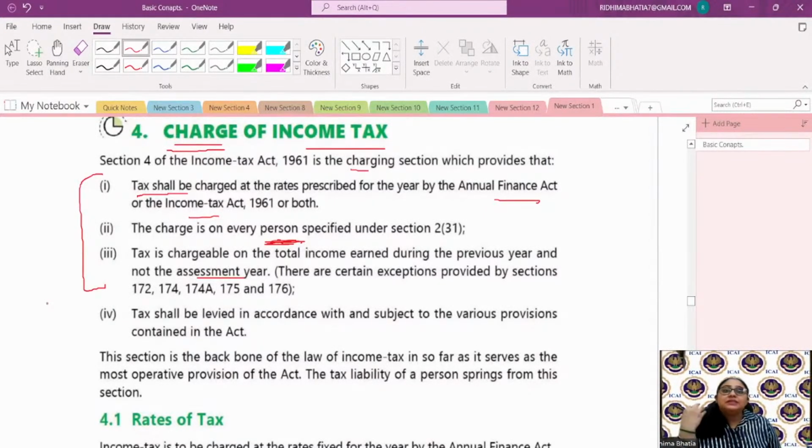tax. You might say, ma'am, this is the common thing. Why is there a charging section for it? No, the charging section actually gives the right. What would be charged to tax? Later, when you see the heads of income, you will see that for every head of income there's a charging section. That charging section tells us what would be taxed in that head. Similarly, for the entire income tax, there's one charging section, Section 4, which gives the right to tax at what rates? At the Finance Act rates or the Income Tax Act rates or both. From whom? From the person. On what? On the income which they are earning during the previous year.